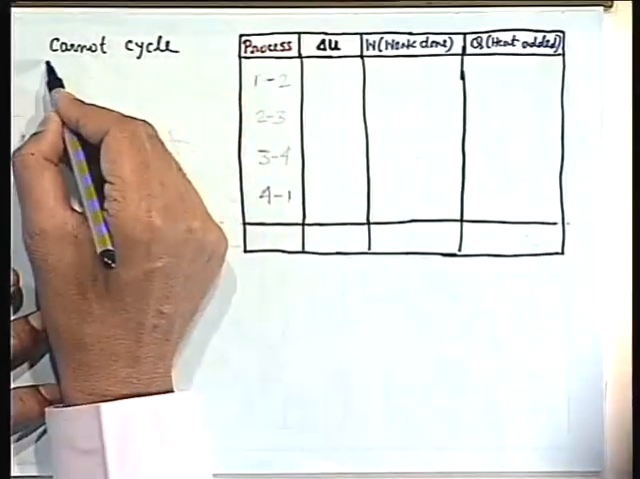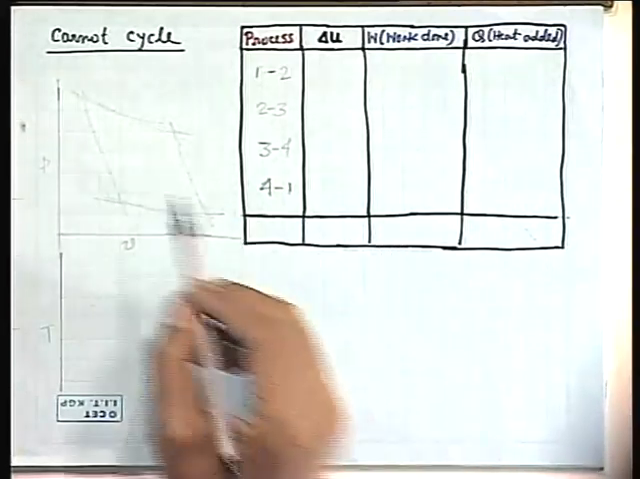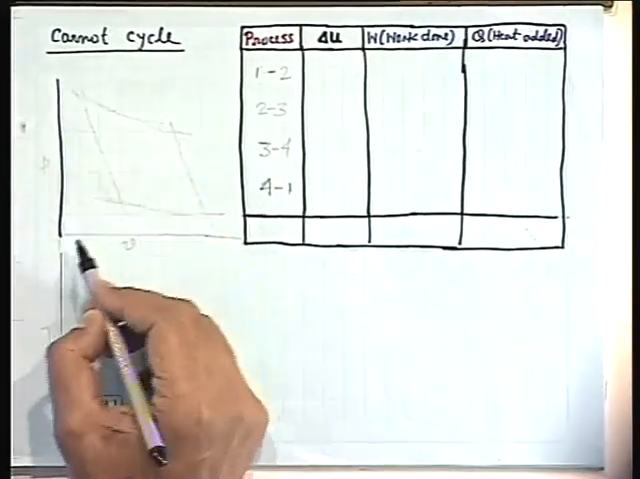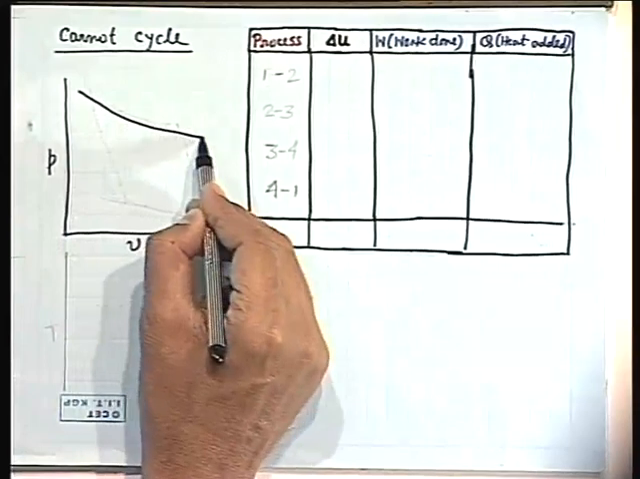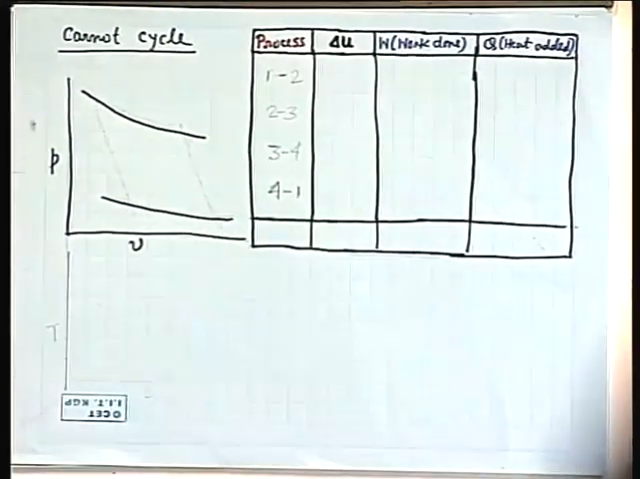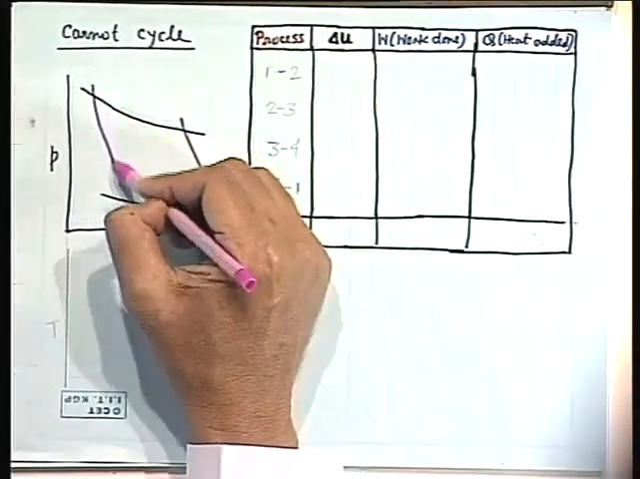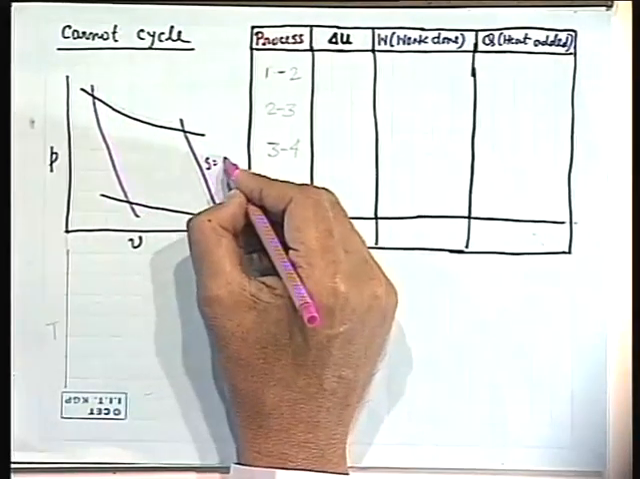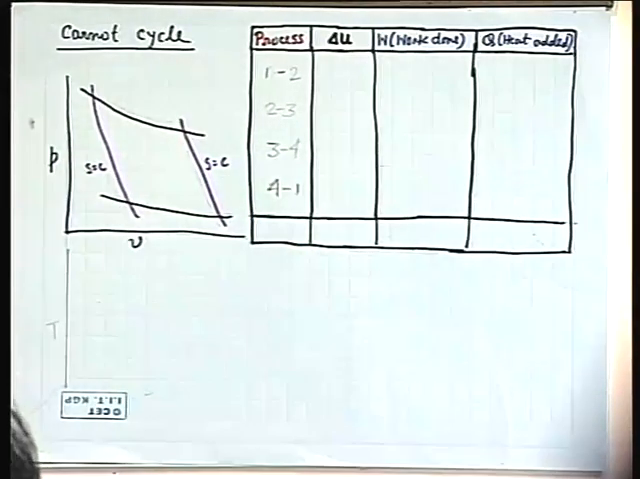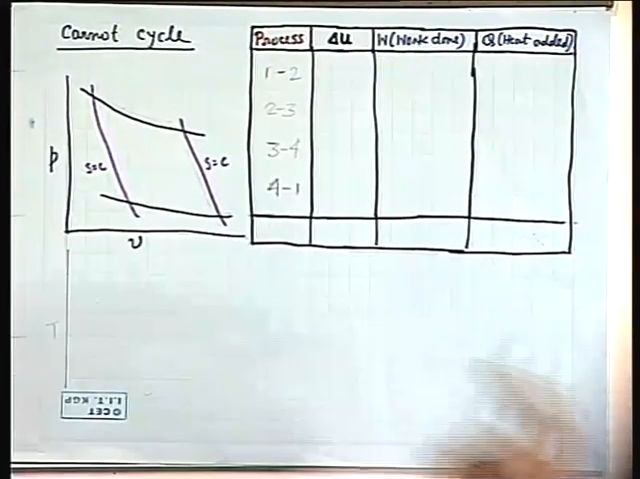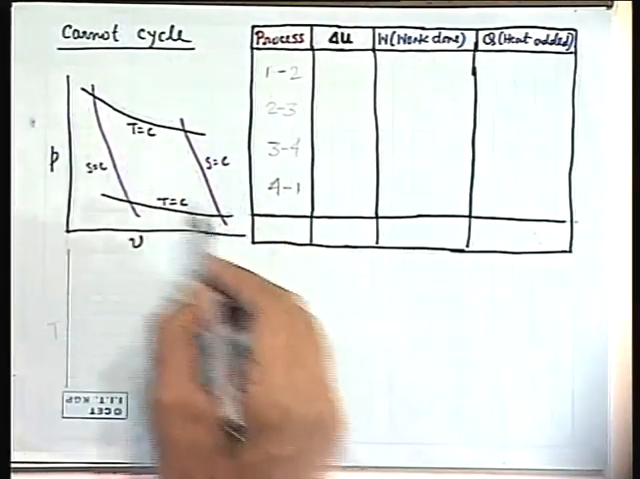Now, we have also studied the Carnot cycle on a few earlier occasions, so we know what a Carnot cycle is. If you plot the PV diagram for the Carnot cycle, you will see it consists of two isotherms and two isentropics. These are the two isentropic lines, S is constant, and this is the constant temperature line, T is constant. So these two lines are T is constant. So it consists of two isothermal and two isentropic processes.